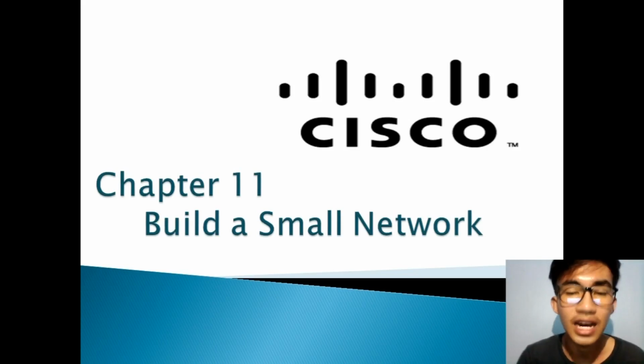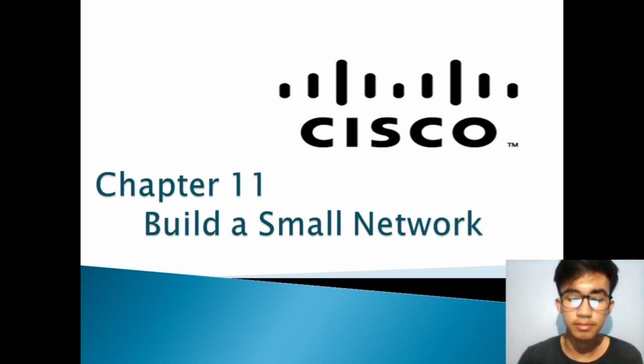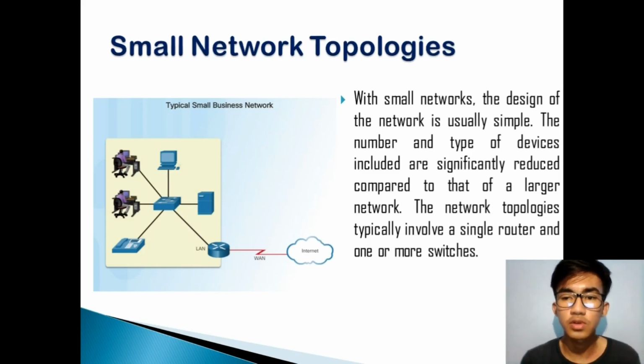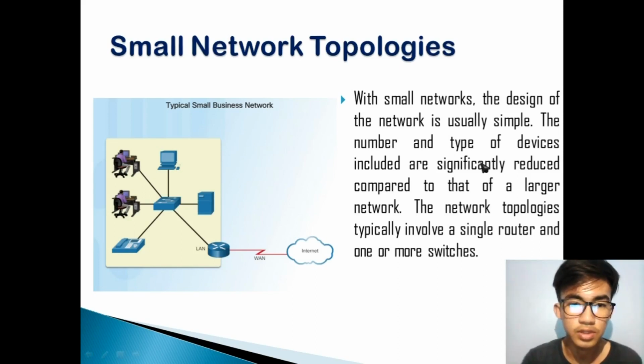Hi, I'm Joseph from IT2102, and for today's video, we're here to do a summary about Chapter 11, Build a Small Network. So, small network topologies. With a small network, the design of the network is usually simple. The number and type of devices included are significantly reduced compared to that of a larger network. The network topologies typically involve a single router and one or more switches. So, this is typically a small business network.